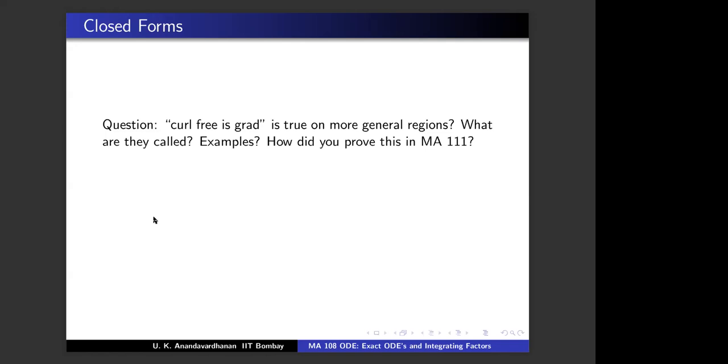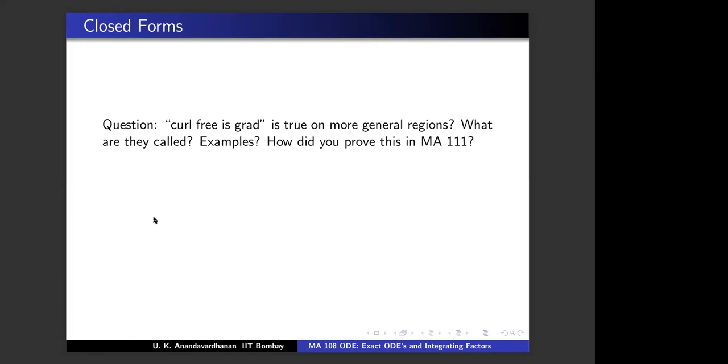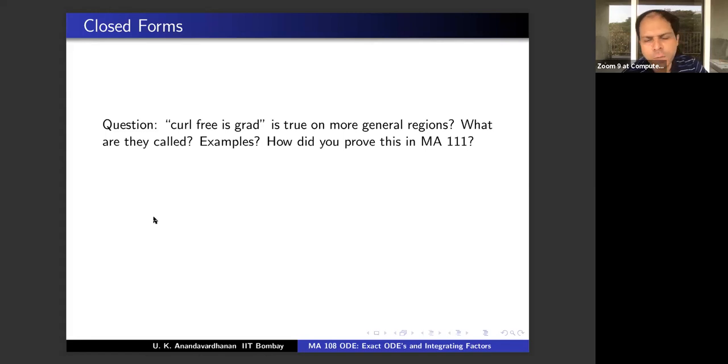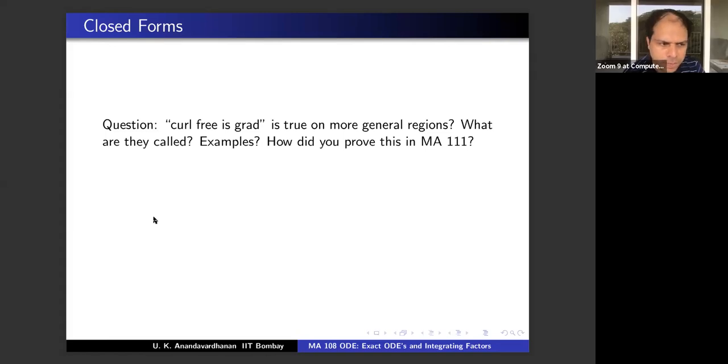No, sir, it need not be curl free. No, we are going to prove curl free is grad on a simply connected domain. So assume it is curl free, you have to show that it is a grad. That's what we are trying to do. Any closed curve will have a 0 line integral of the. Yes. So one side of the Green's theorem, the answer is 0 because you are assuming it is curl free. Curl is 0, right? And therefore, by Green's theorem, the line integral is 0.